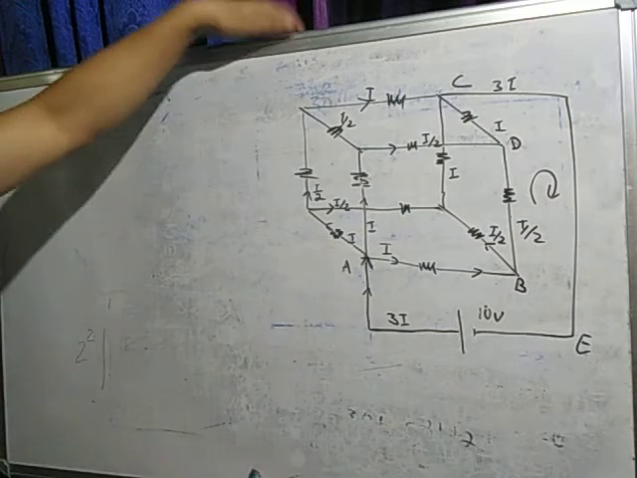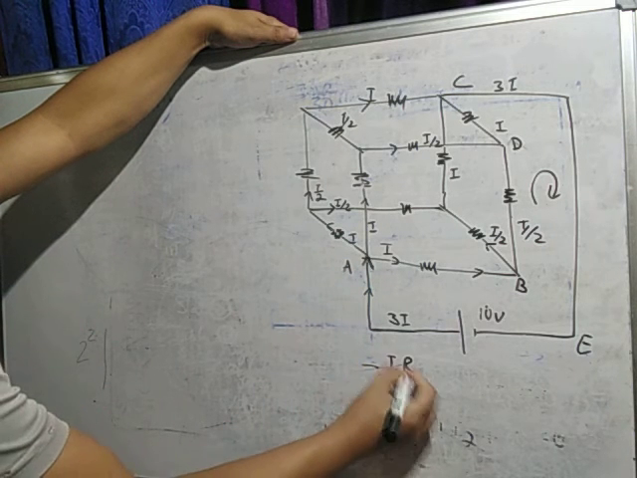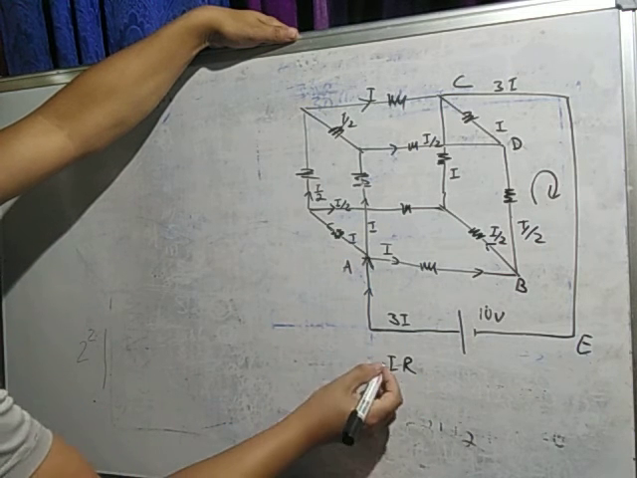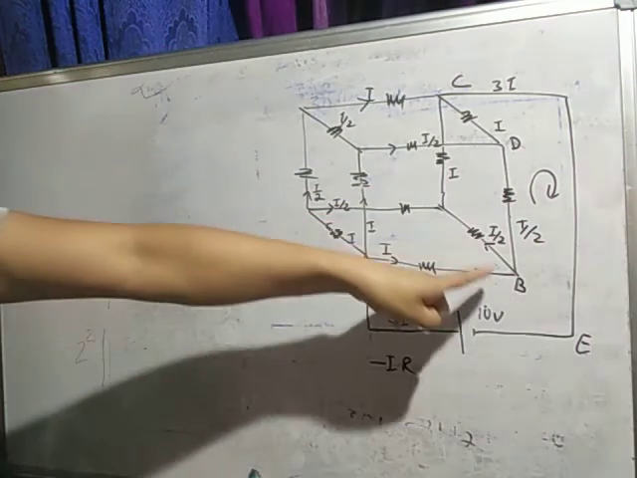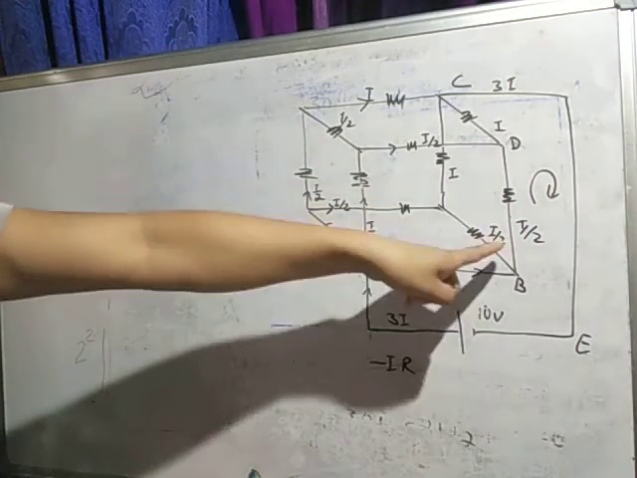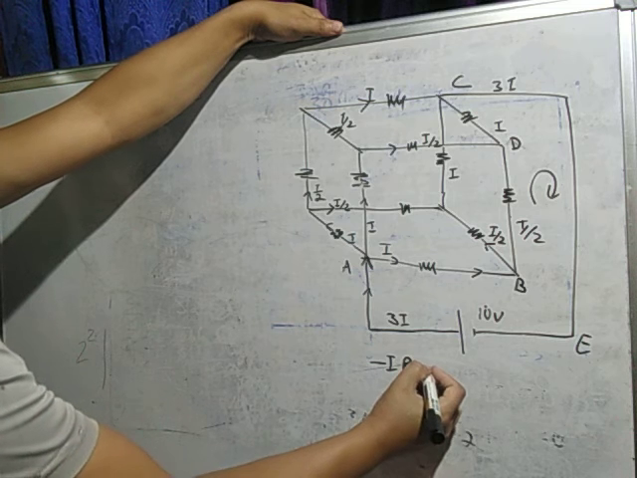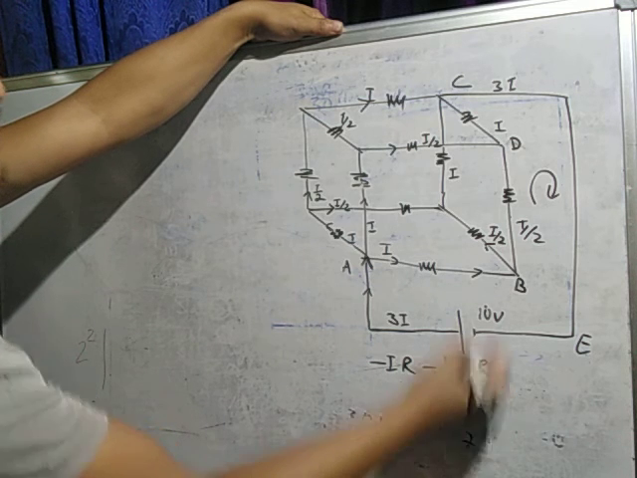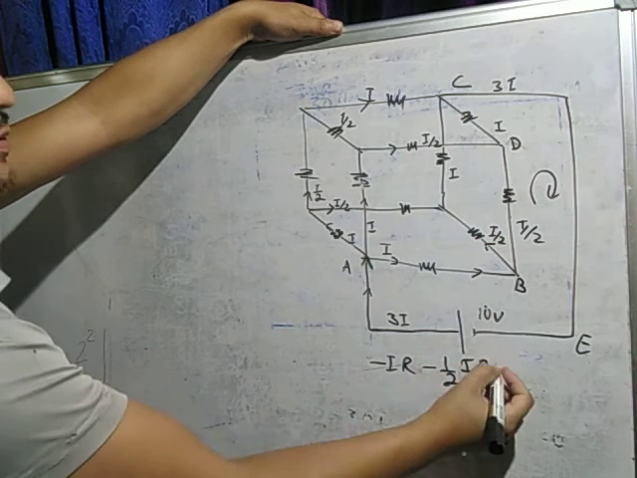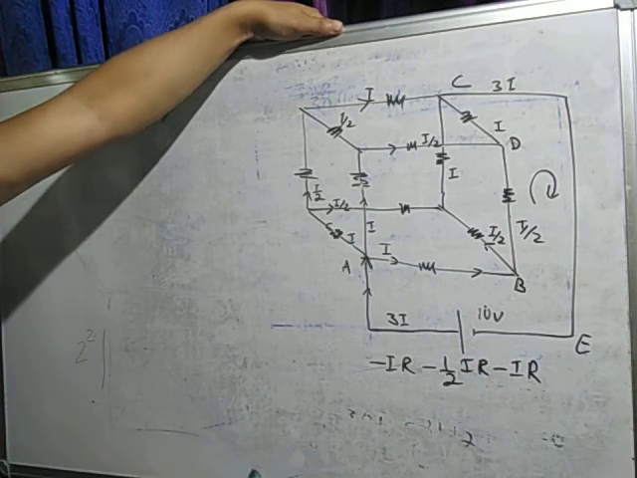So minus I R, isn't it? Think about it, listen, understand it. Then look again here, how much is it here? This is the path, isn't it? So this is how much, again minus 1 by 2 I R. Here how much is it, again minus I R.